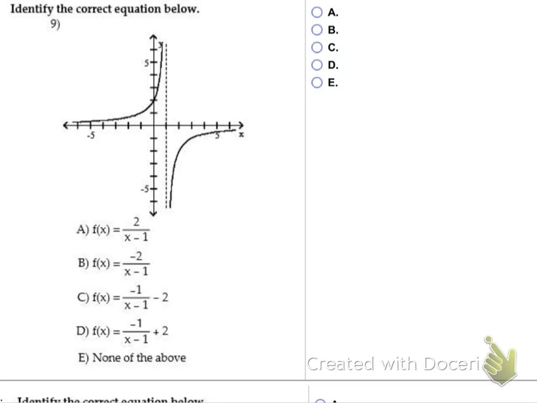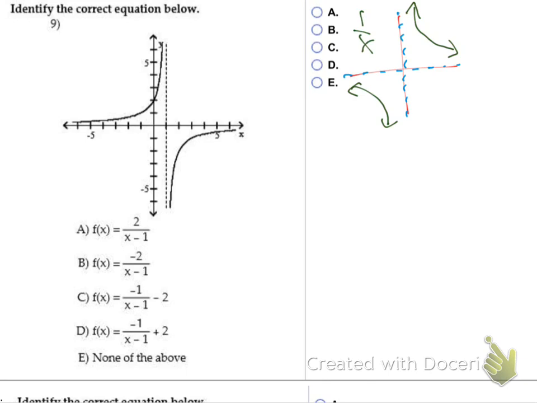Let's take a look. So remember the graphs. One of the graphs was the 1 over x graph, which ended up having an asymptote right there, and a branch here and a branch there. Remember the 1 over x graph?